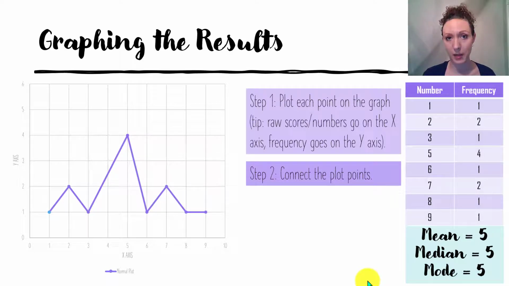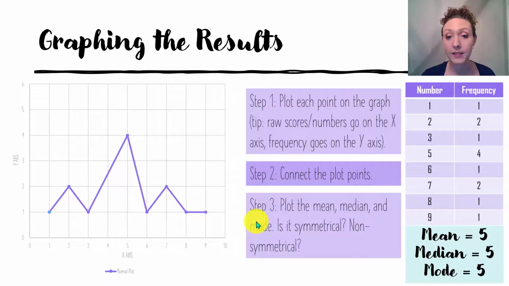So moving on to the second step. The second step is to connect the points. So I've gone ahead and done that here. These lines connect all of our points on the graph, and that kind of gives us a shape to our graph and shows us what our data looks like.